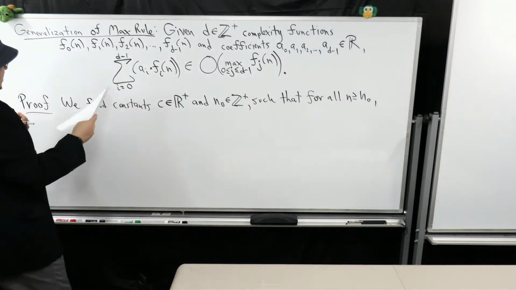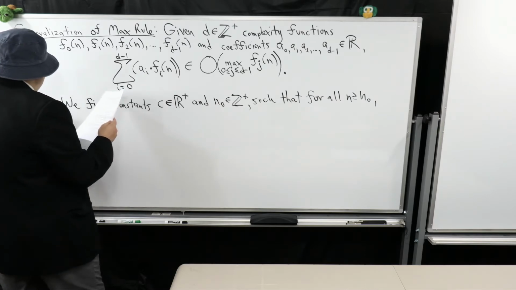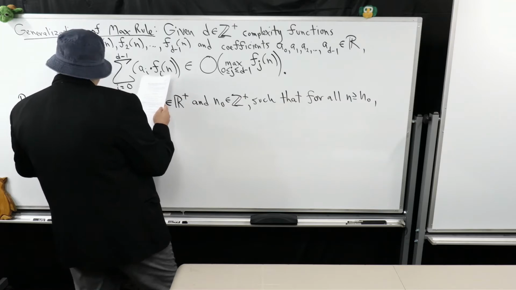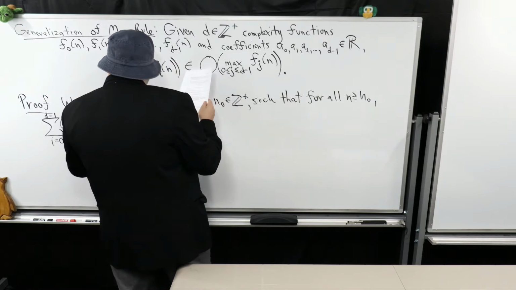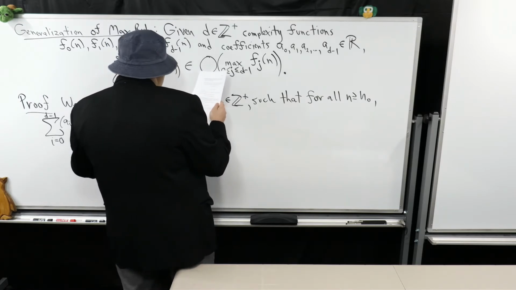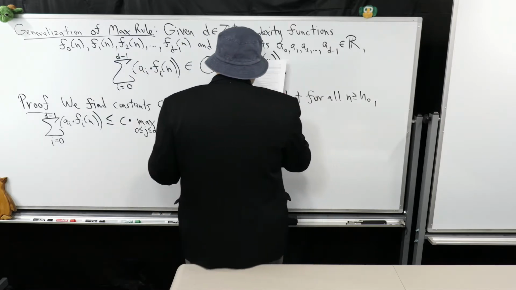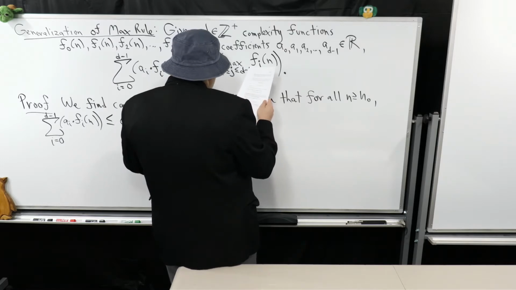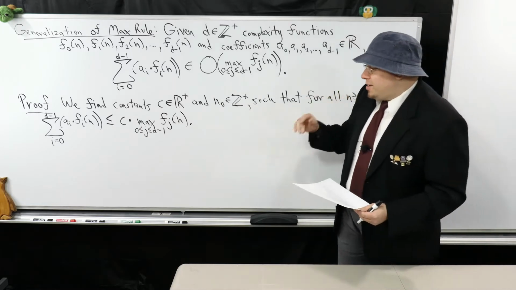I'm going to take these two things and write them out in this inequality like this. The sum from i equals 0 to d minus 1 of the product a sub i times f sub i of n is less than or equal to c times the max from j equals 0 to d minus 1 of f sub j of n.